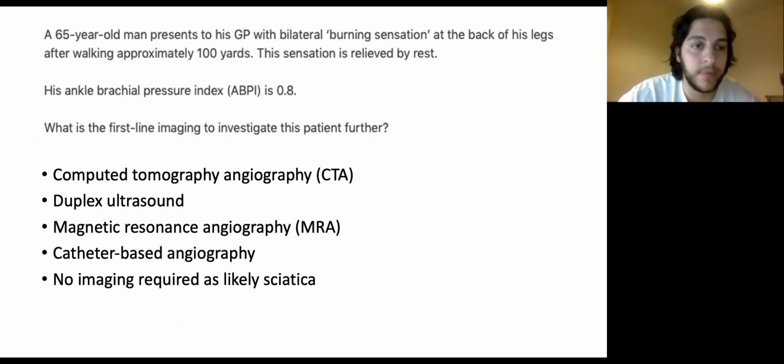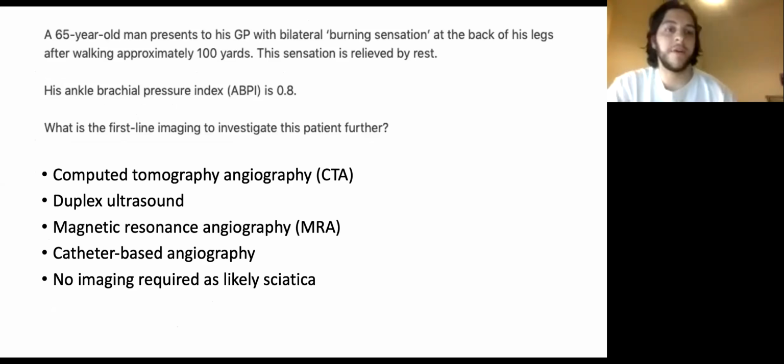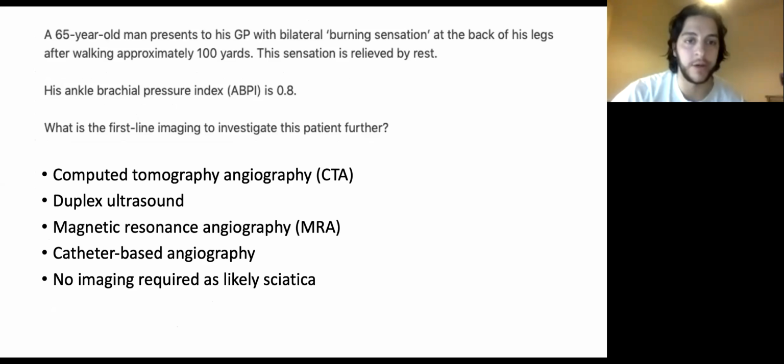Okay. Last two questions. A 65-year-old man presents to his GP with bilateral burning sensation in the back of his legs after walking approximately 100 yards. The sensation is relieved by rest. His ABPI is 0.8. What is the first line imaging to investigate this patient further?